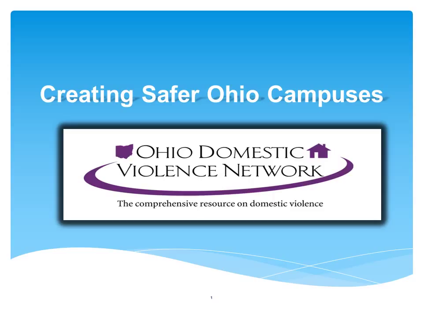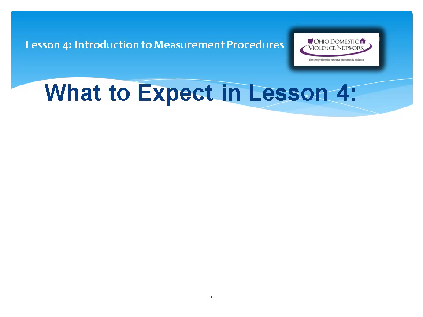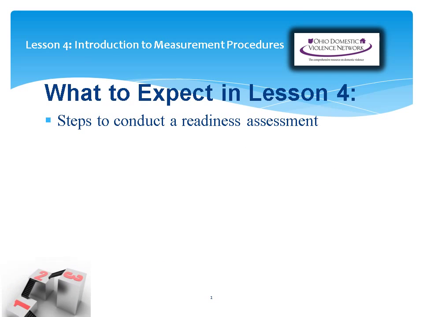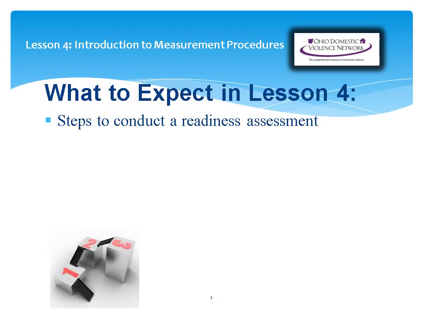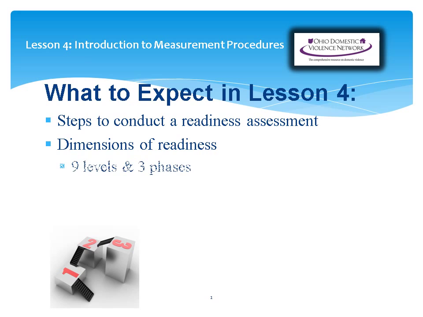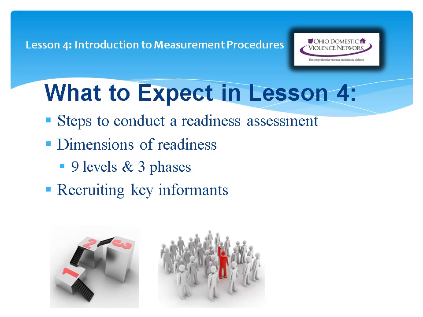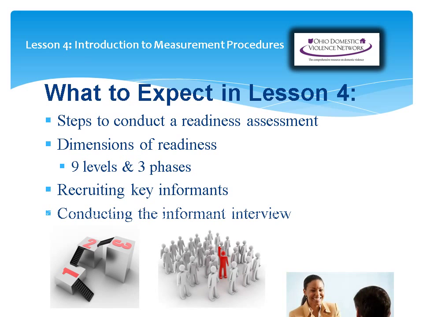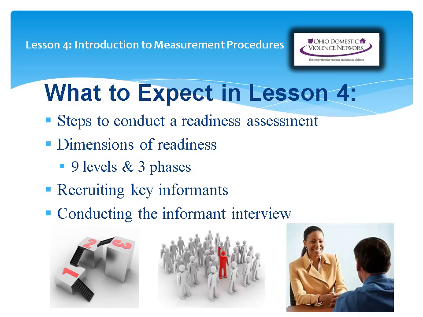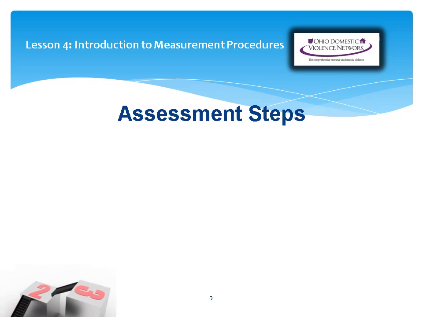In Lesson 4, we'll walk you through the process of conducting key informant interviews for the readiness assessment. Lesson 4 is about the specific steps that must be taken to conduct the readiness assessment on campus. We'll discuss the dimensions of readiness and how they relate to the 9 levels and 3 phases of readiness. We'll think through how to recruit key informants for readiness assessment, and finally, we'll walk you through how to conduct a key informant interview. Let's begin with the assessment steps.